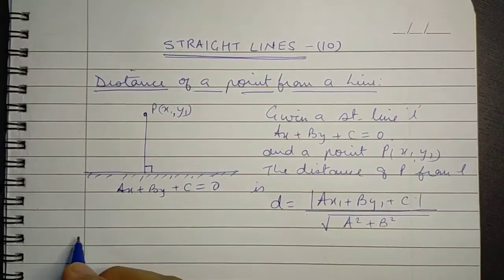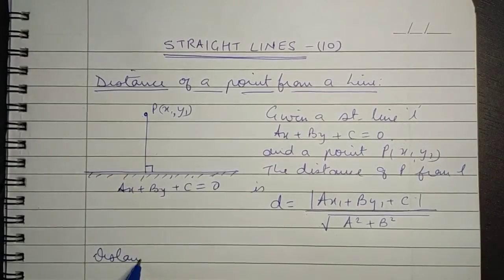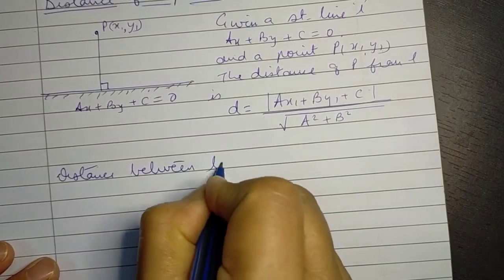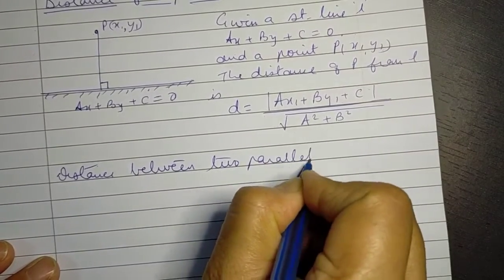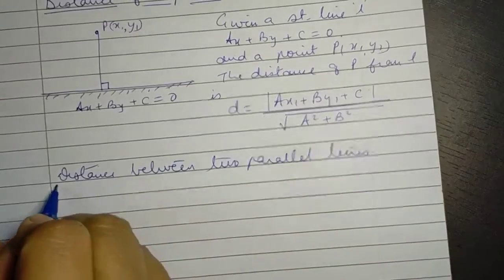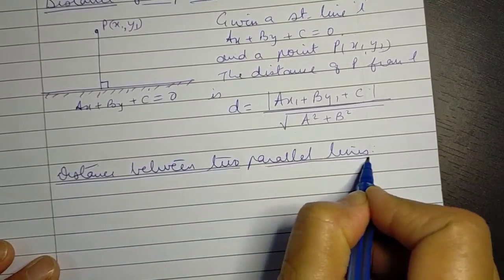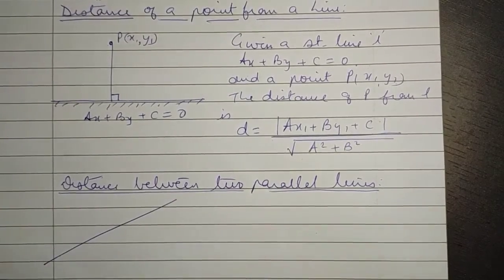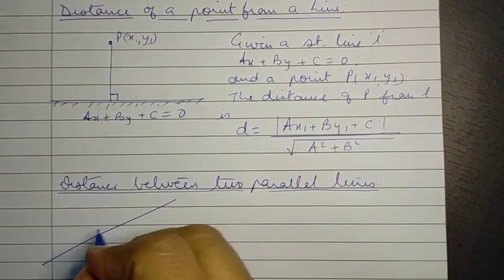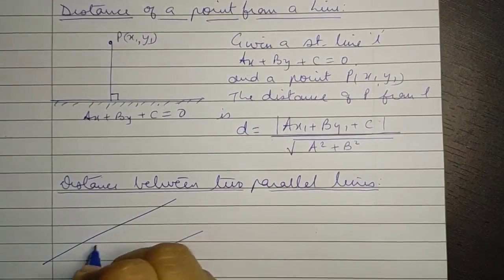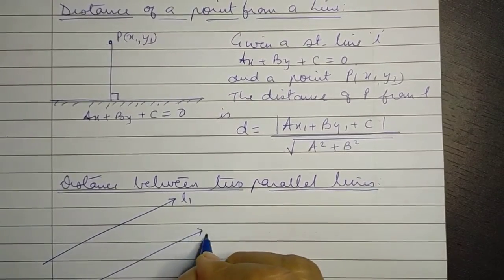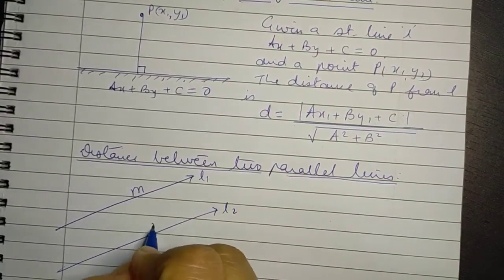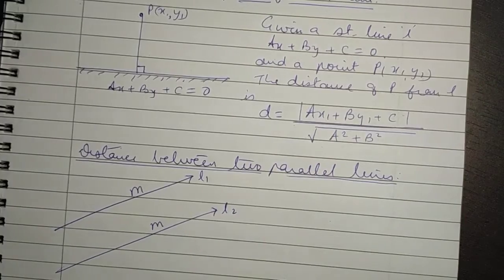Another result which we have to take is the distance between two parallel lines. Now again, the distance between two parallel lines will be along a line which is perpendicular to both the lines. Let's say this is L1 and this is L2. What's so special about two parallel lines? That their slopes are the same. So they have the same slope.